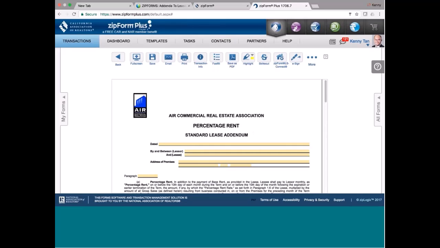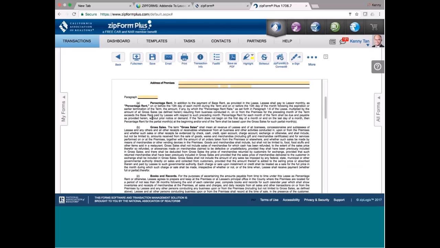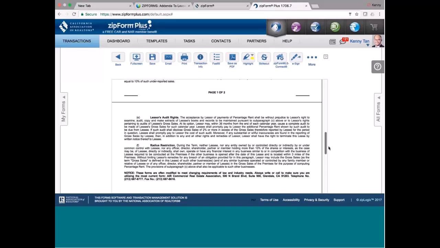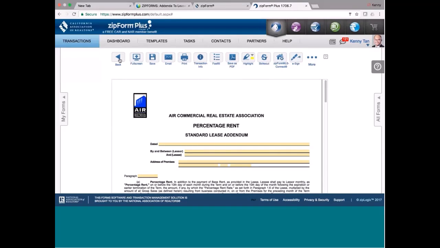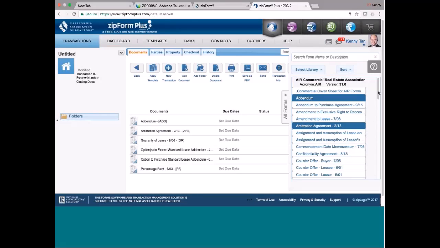So if you ever have a percentage rent situation, this is the form you're going to use. Briefly taking a look at it, it has a definition for gross sales. And then it has a provision on books and records. I suppose they have the right to check your books to make sure you're telling the truth about the sales. So this is the form you're going to use if there is percentage rent. All right. Let's go down.